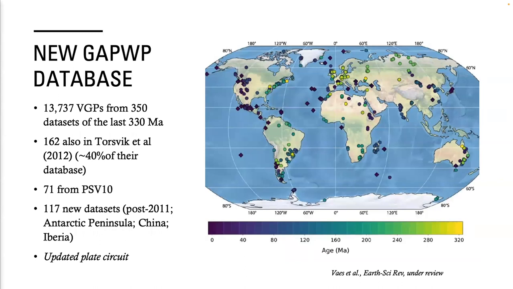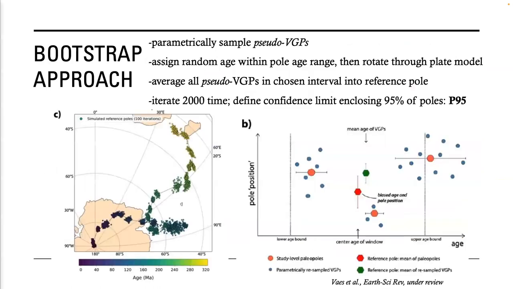That database includes PSV10. Those are all the diamonds that you see. And you see that those are also in regions where we have no other data, because there is all sorts of local deformation going on, but not on these short timescales. We started with Torsvik's database, so we did not look older. Of his database, he had 350 or so poles. There are 162 that survived the new scrutiny. These were mostly the sediments that fell out, but also duplicates. 71 are for PSV10 and 117 are post-2011 published data sets. And we included the Antarctic Peninsula, China and Iberia that were not included in Torsvik's work. We've updated the plate circuit according to the latest insights and then made an apparent polar wander path.